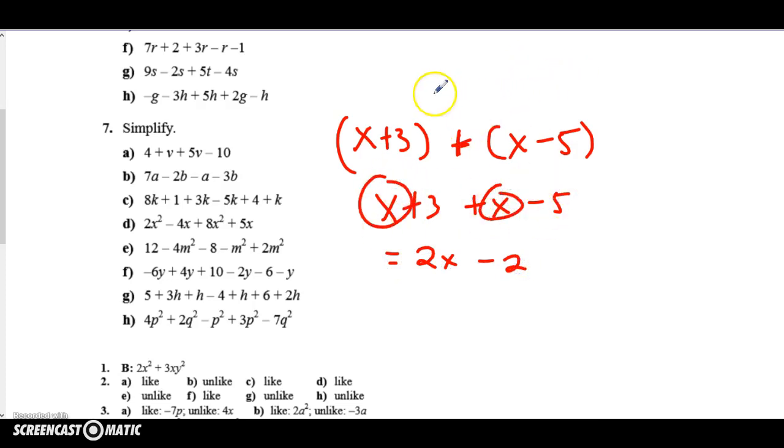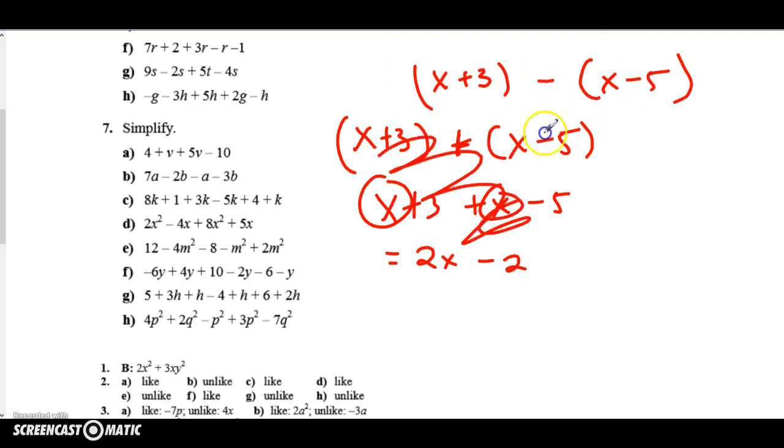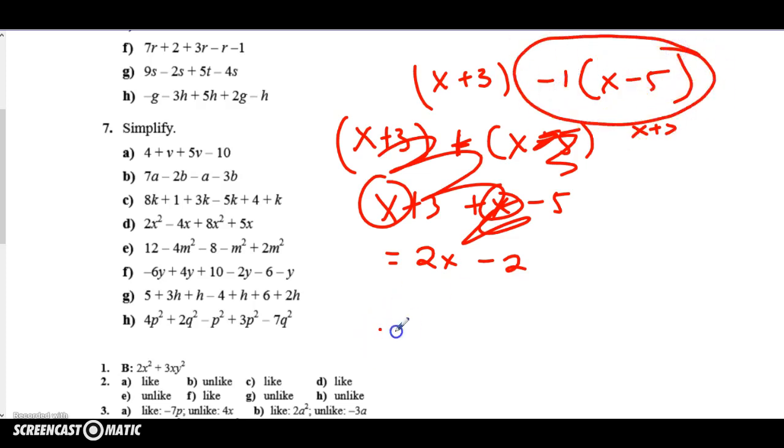Now just be careful. The only difference is when you have a negative in front here, you're going to then change the sign. So if this was the question, let's just change the question up here. What you're going to do is that's x plus 3, and this is really minus. So let's redo this. That's really minus 1. So that is minus 1 x minus 5. And you use the distributive property here. And that means you multiply this by negative 1 and this by negative 1.